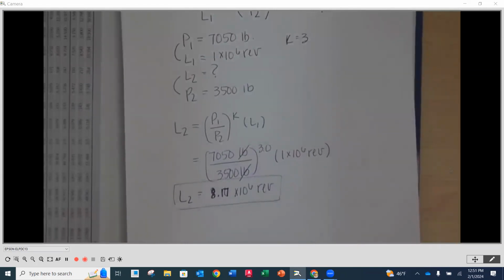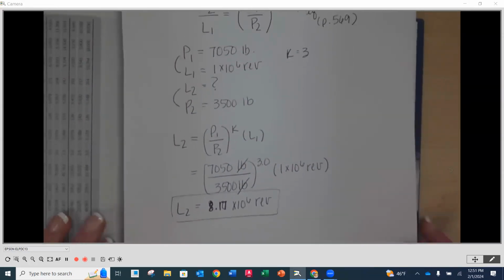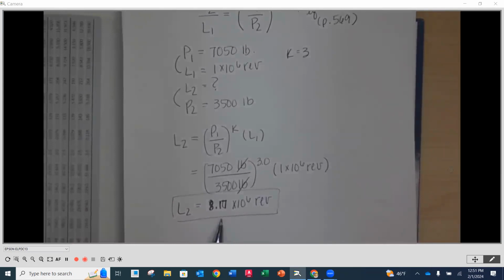So notice what happens. I halved my load. And how many times greater did my life come out to be? Yeah, a lot, eight times more, right? So that relationship is not linear. It's considerably more. Okay. So, questions on that?